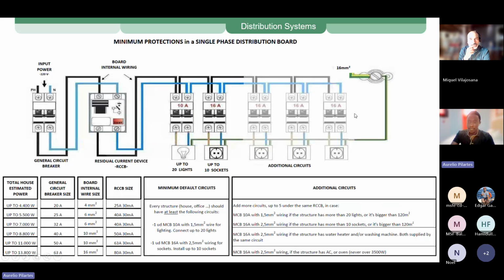And then we have here, in this case, I hope you had the chance to see this document, this minimum protection in the logly. Here we have the main circuit breaker, where you have the power coming in. You have the RCCB after the circuit breaker. And one common mistake that we usually find in multiple installations is having the RCCB upstream the MCB.